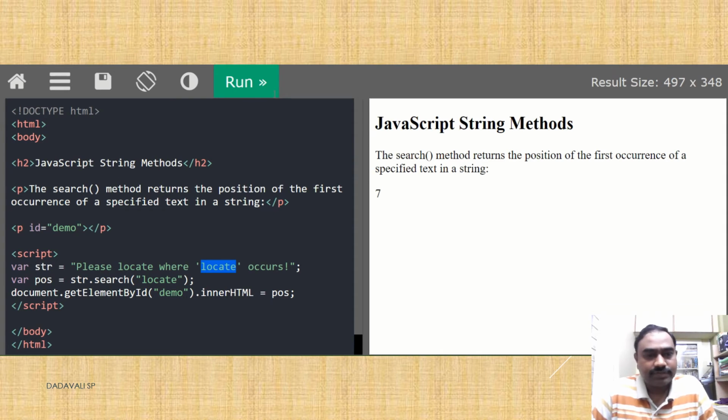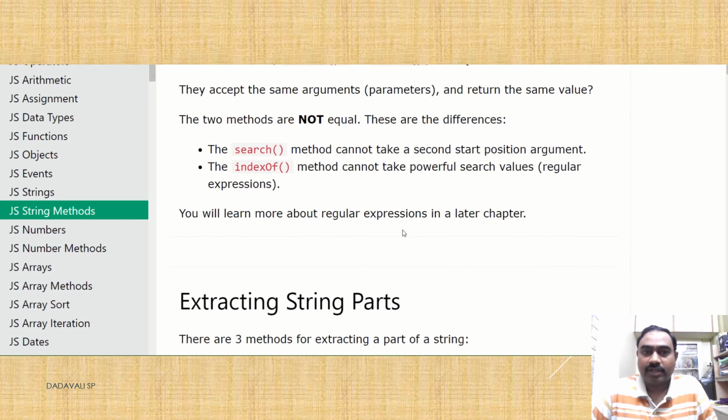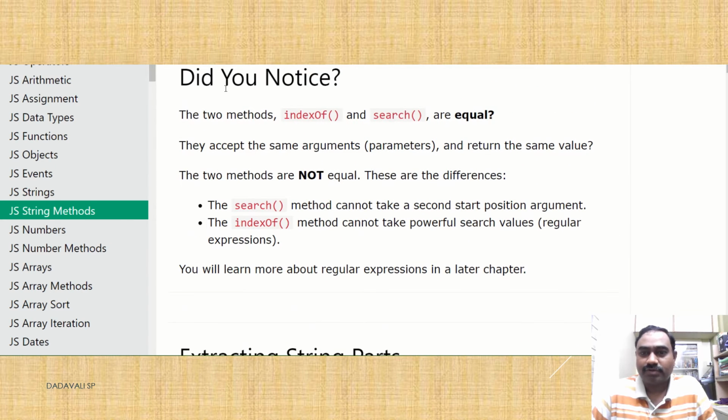But what is the difference between search and indexOf? Both display the position. But the search method cannot take a second start position argument, while the indexOf method can take a start position. The search method can take powerful search values, regular expressions. So the two methods are not equal, they are different.